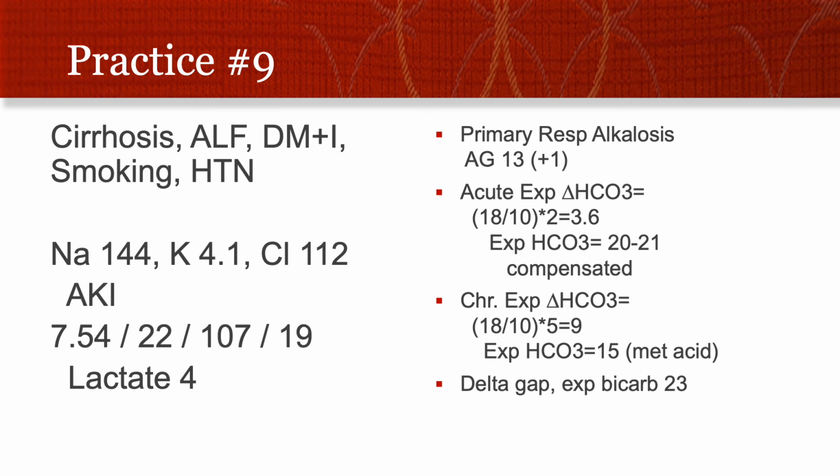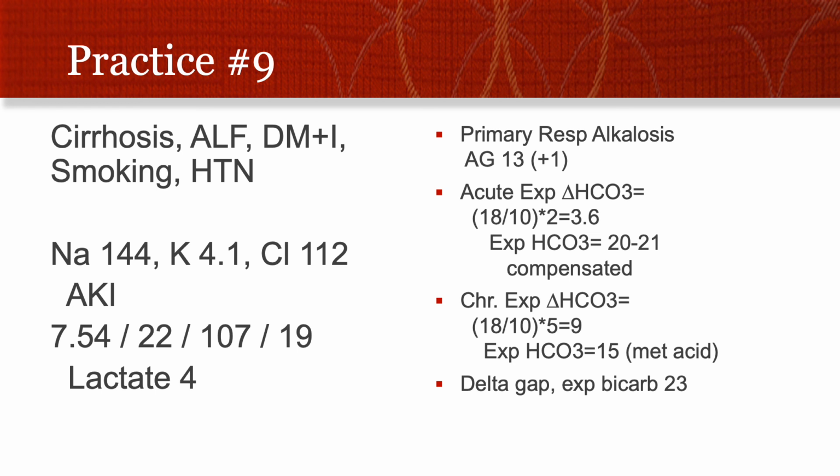Finally, the last practice question, I encourage you to work through on your own, but I've included the answer here for you. It's a patient with end-stage liver disease and acute liver failure with diabetes, smoking, and hypertension. They presented with a slightly elevated anion gap acidosis and an alkalotic pH. And in this case, I called this a primary respiratory alkalosis. I did the anion gap and saw they have an anion gap acidosis.